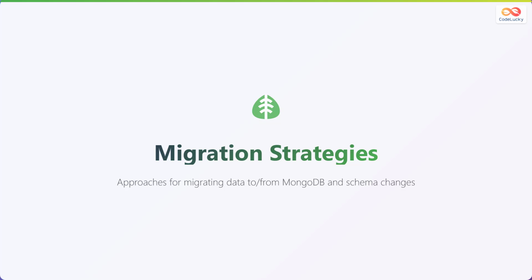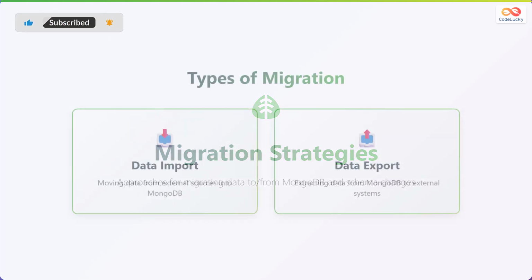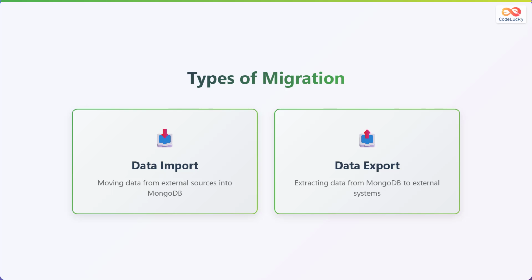Let's explore migration strategies. This presentation will cover the approaches for migrating data to and from MongoDB. We'll also discuss how to handle schema changes effectively. There are mainly two types of migration. The first one is data import, which involves moving data from external sources into MongoDB. The second type is data export, which means extracting data from MongoDB to external systems.